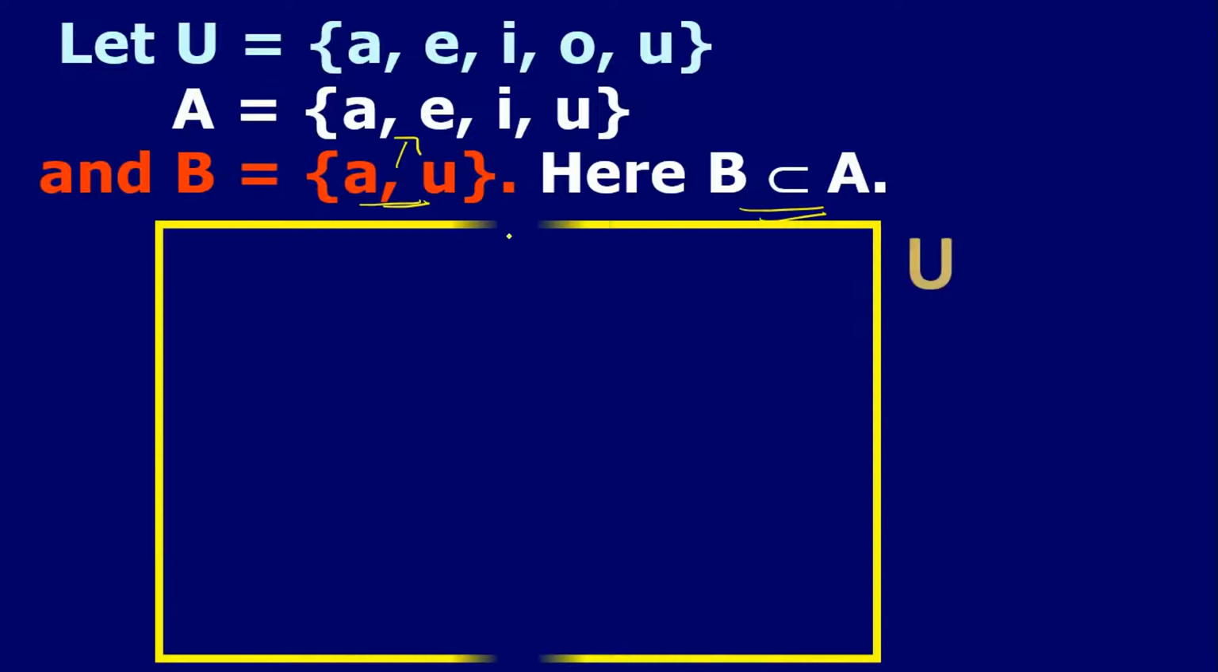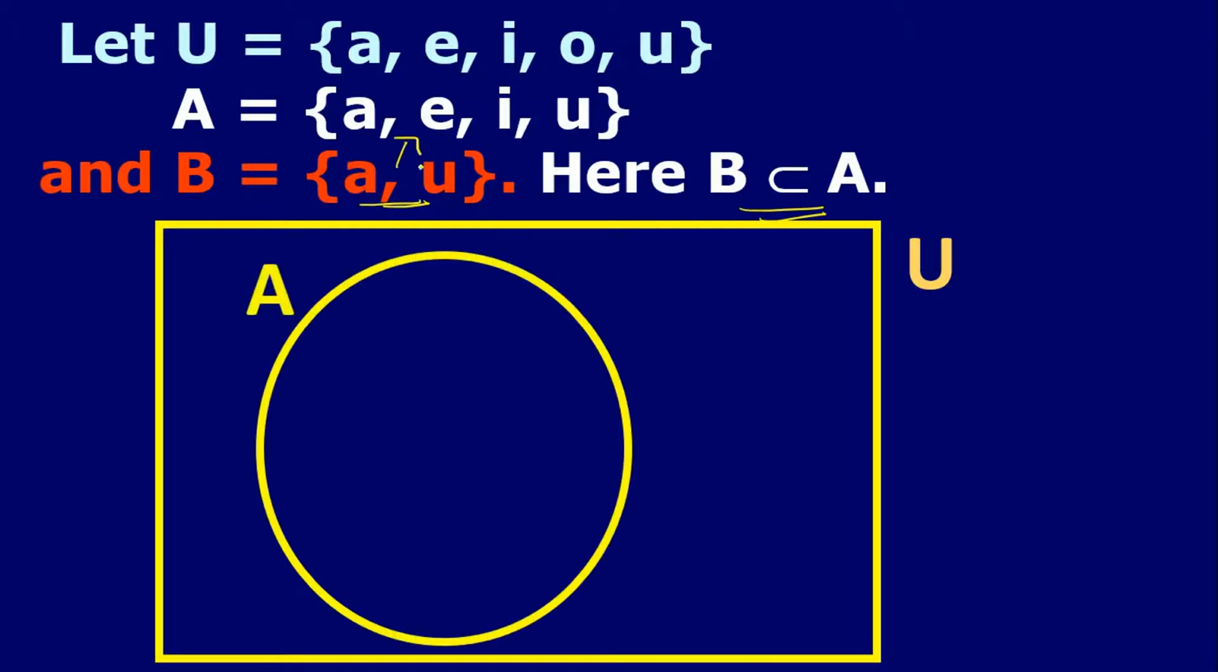First we write a rectangle to represent the universal set. Then we write set A, that is one circle. Since set B is a subset of A, we write set B inside set A. That is, all the elements of B are also present in A. That means B is a subset of A. We can write it like this.